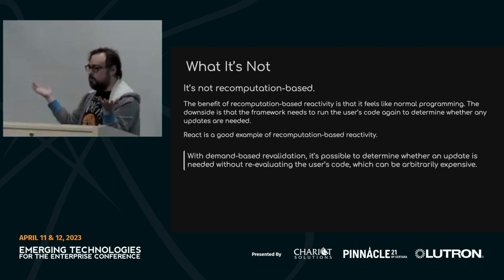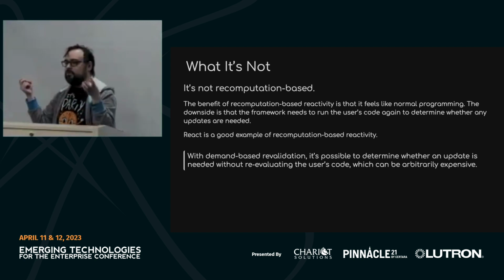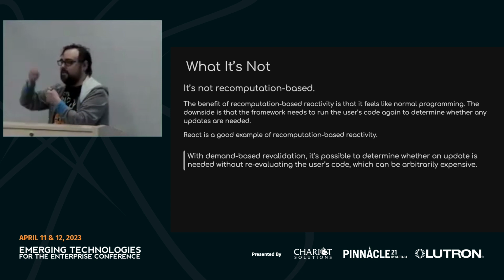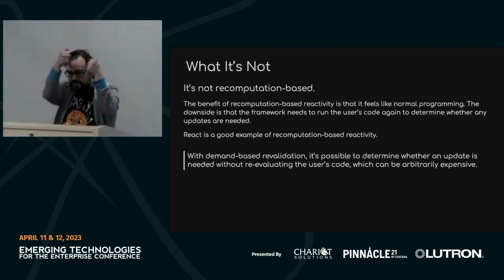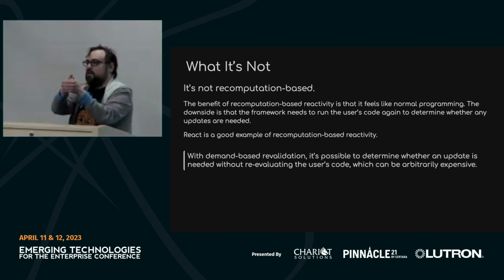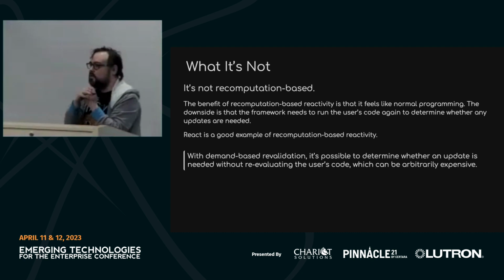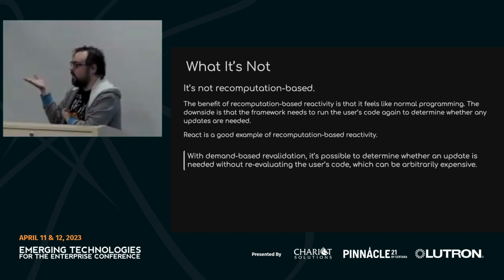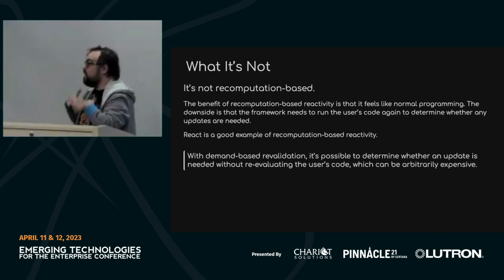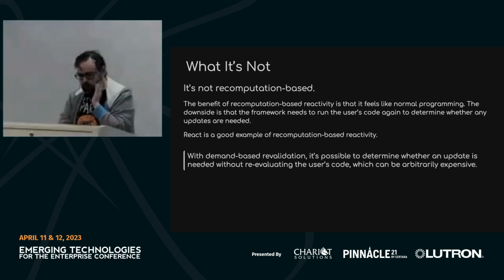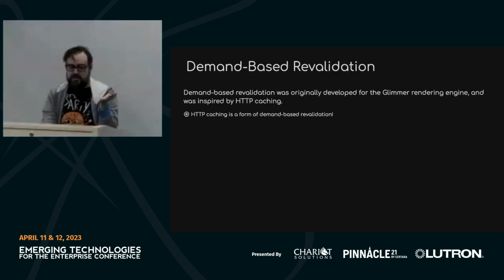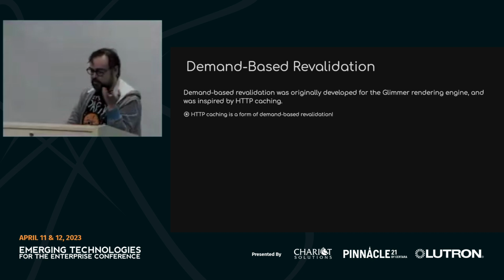There's no way of avoiding that, because the model of determining whether there's an update needed in the DOM is based on recomputing the data and then triple-equals or Object.is checking them, right? So fundamentally, revalidation in a recomputation-based model requires that you recompute the value, which can be arbitrarily expensive, right? Demand-based revalidation, I originally developed it for the Glimmer rendering engine.